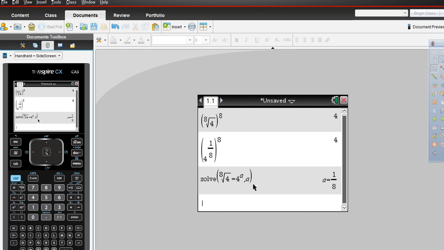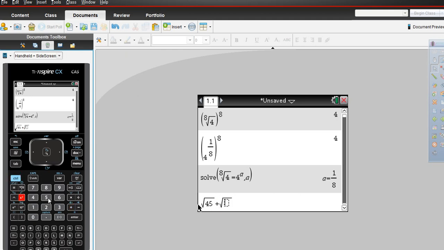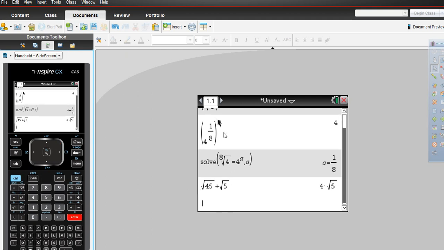I'm going to put the square root of 45, so here's the square root sign, right? Control x squared, and there's the blue square root sign. So the square root of 45, right? I go to the right because I don't want the plus sign to be underneath what we call the radical, right? So I'm taking it outside of the radical, and I'm going to take the square root of 5, and I want to find out what the answer is. And it tells me the answer is 4 root 5.